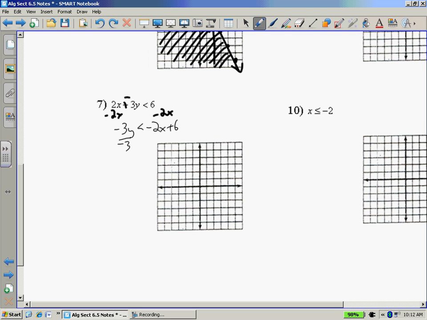And then I divide by -3. Whoa, what happens? We have to switch the inequality symbol. So y is greater than now. Negative divided by negative is a positive 2/3 x plus positive divided by negative is a negative. Or I could write it as y is greater than 2/3 x minus 2. So now I'm ready to graph.